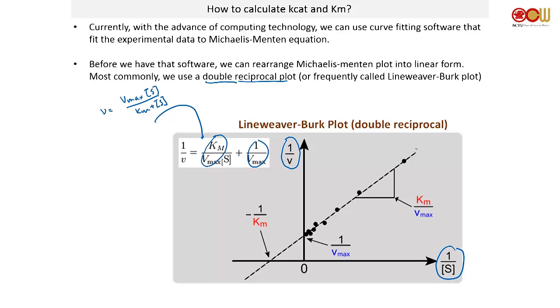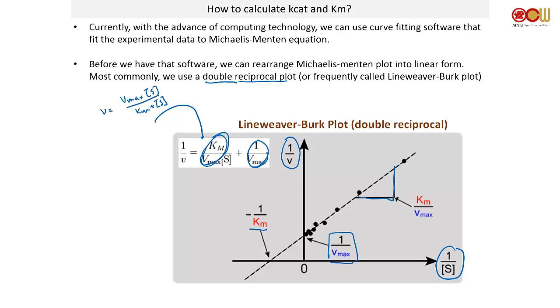So you'll get a linear line that looks like that. A couple of things: the slope here is Km over Vmax, and the y-intercept is 1 over Vmax. So it is very easy for you to determine what the Vmax is. Once you have the Vmax, you can calculate what the Km is. Or you can also get the x-intercept, which is minus 1 over Km. You can do that too.